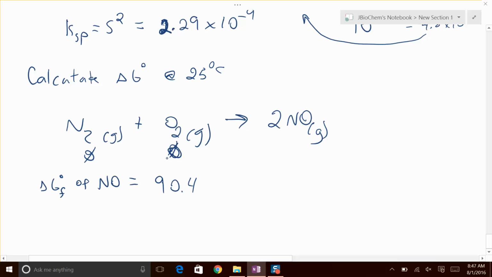Products minus reactants. But how many NOs do I have? 2. So what does that mean I do to this? Multiply it by 2. Don't square it. Multiply it by 2. And then it's products. It's not products over reactants, not equilibrium. It's products minus reactants.